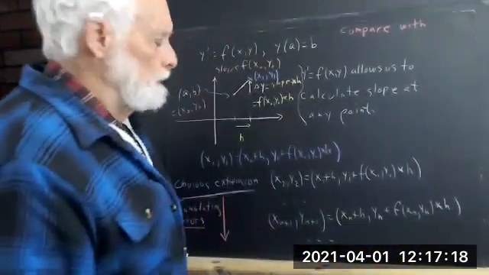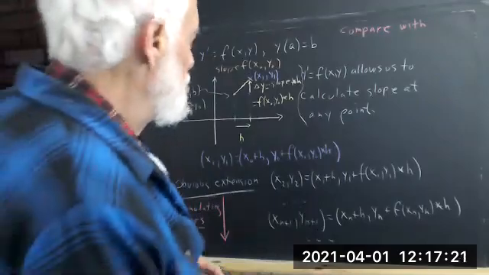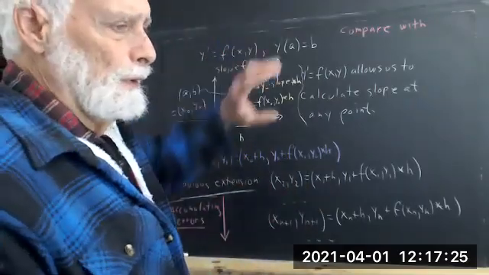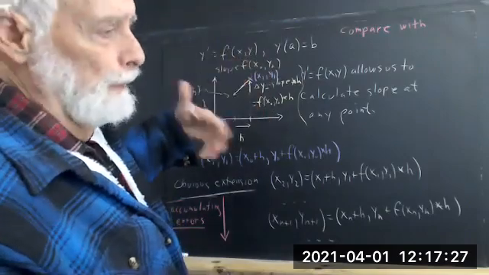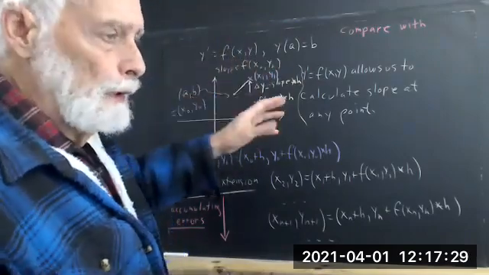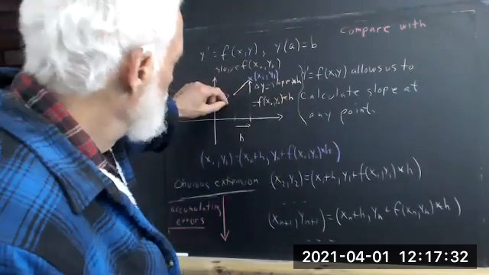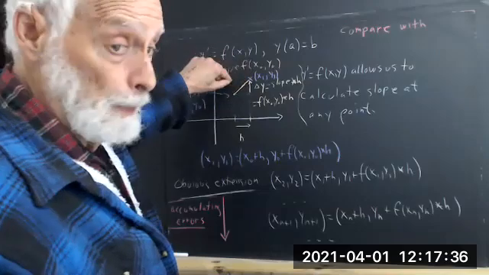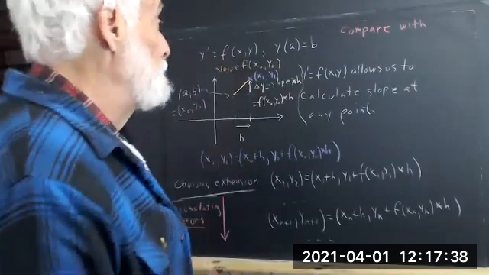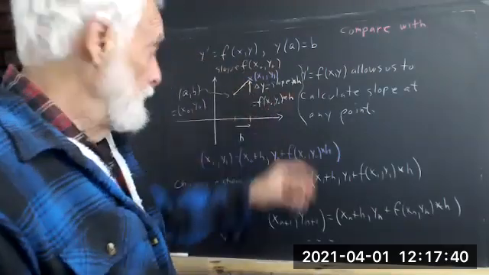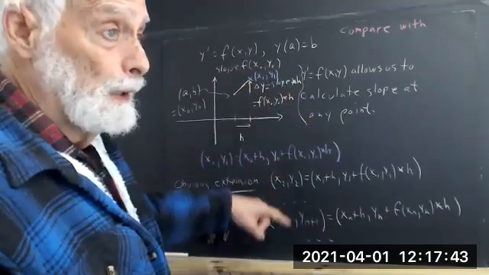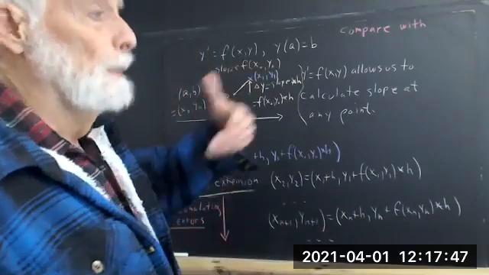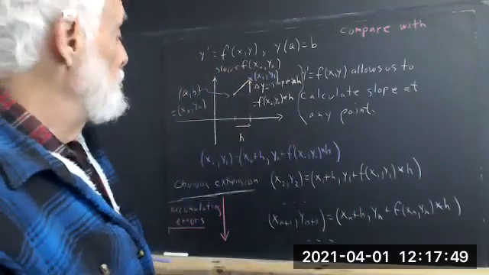So you start getting a handle on these errors, which increase along with the slopes. The greater the second derivative, the greater the rate of change of your slope, the more error you make by assuming the slope is constant from here to here. And that's what you're assuming every time you do this. You minimize that error by making h small enough, but the smaller you make h, the more computation you need.